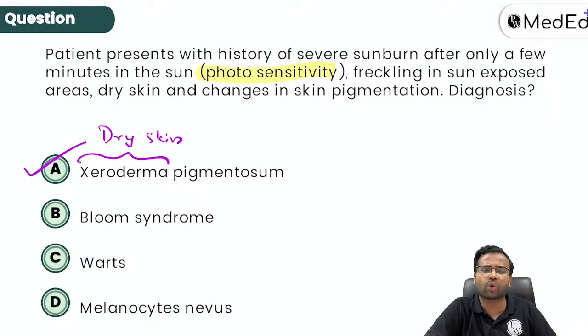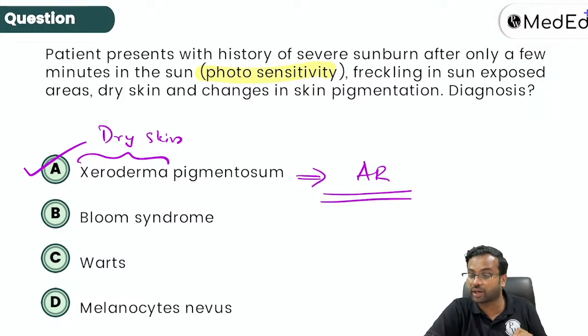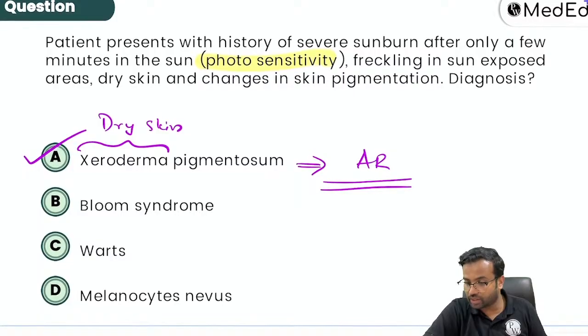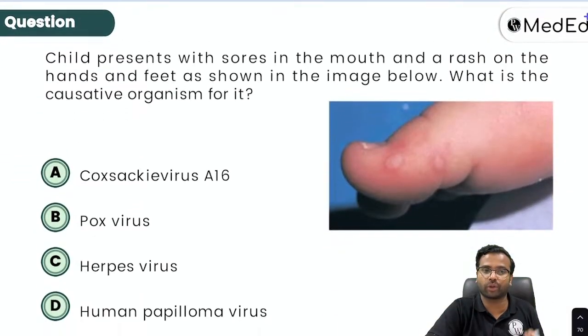And how is it acquired? Is it X-linked? Is it autosomal dominant? Autosomal recessive? So how is it acquired? Yes. So this is going to be an autosomal recessive condition as well. Excellent. Happy that all of you are able to answer.